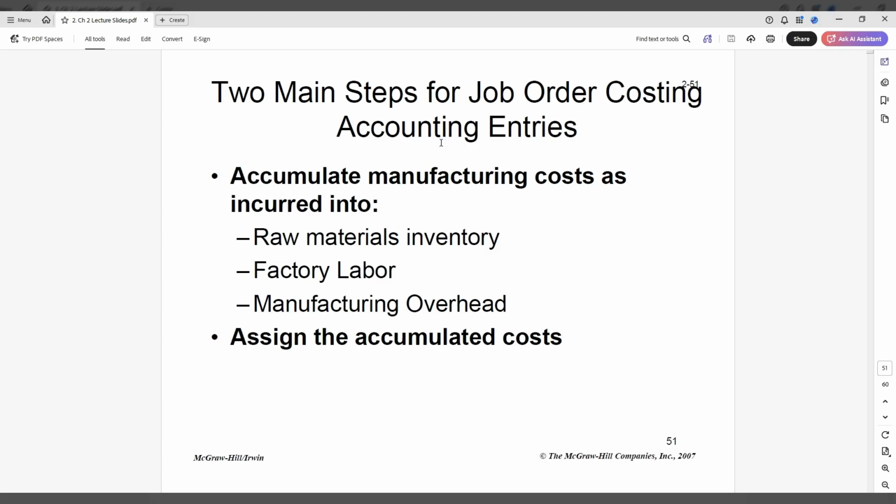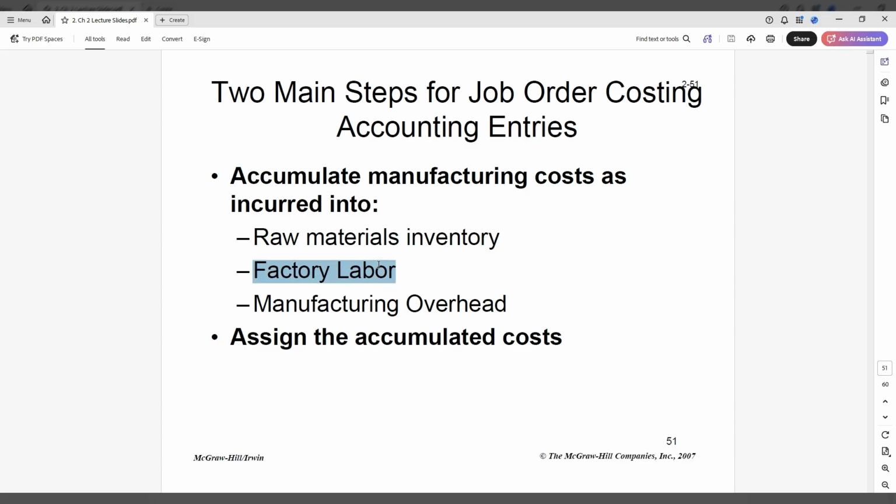But two main steps for job order costing. Step one is to accumulate costs. So we're accumulating raw materials inventory, factory labor, overhead, etc. So when we say accumulate, this is like us just buying all of the raw materials. Again, raw materials could both include direct materials like flour and sugar for a bakery, and it could also include indirect materials for things like WD-40, for the mixing machines and stuff like that. So that raw materials is not direct materials. That's two different things. The raw materials inventory can include both indirect materials, the WD-40, and the direct materials, the cake stuff, flour, sugar, etc.